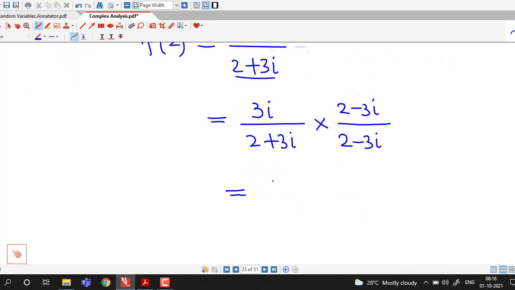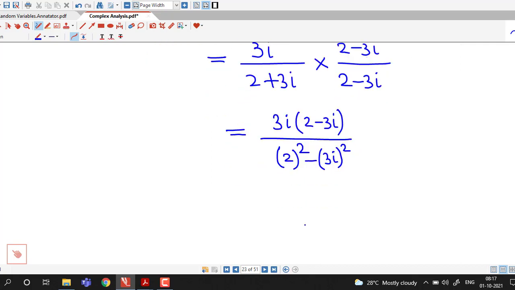So now we simplify this. This is 3i into 2 minus 3i. We can write one more step, and here we can use the formula of a plus b into a minus b equal to a square minus b square. If we compare with a plus b, we have a equal to 2 and b equal to 3i. So it is square of 2 minus square of 3i.